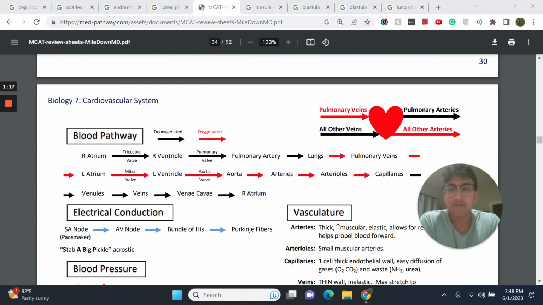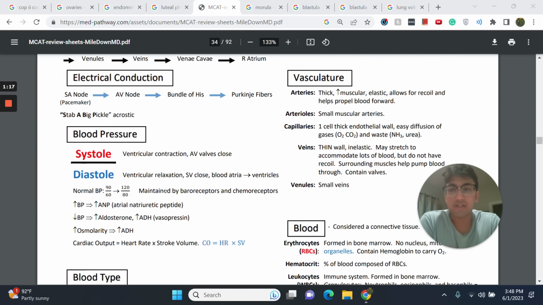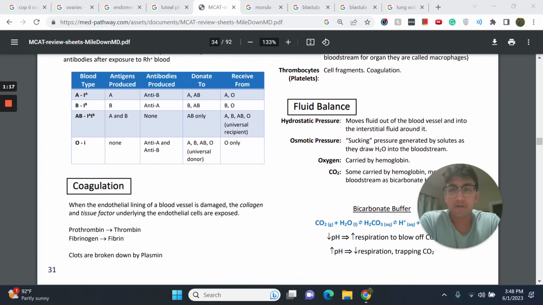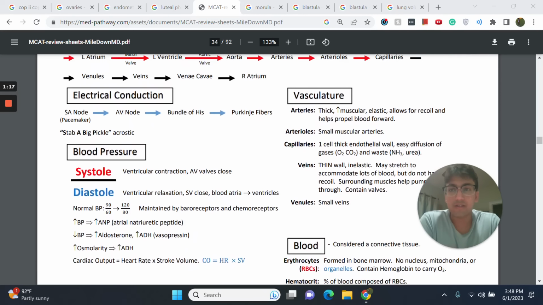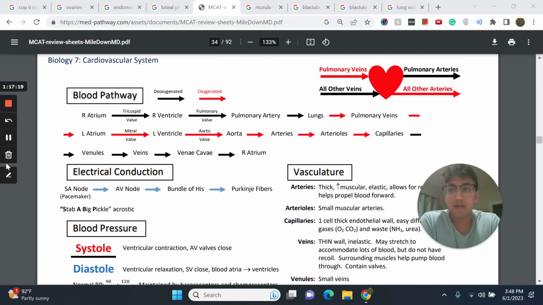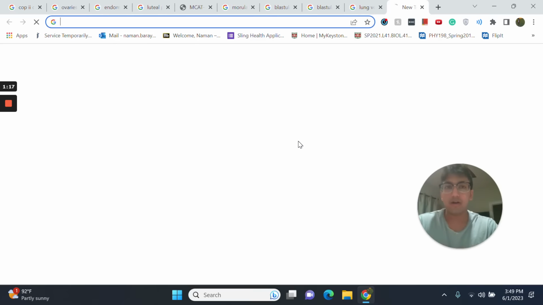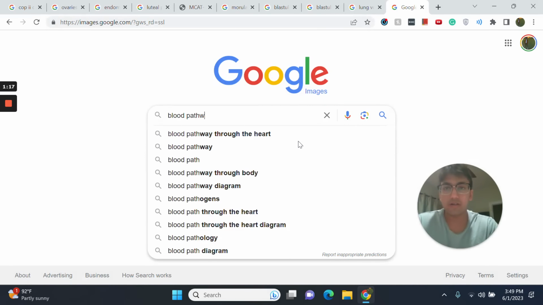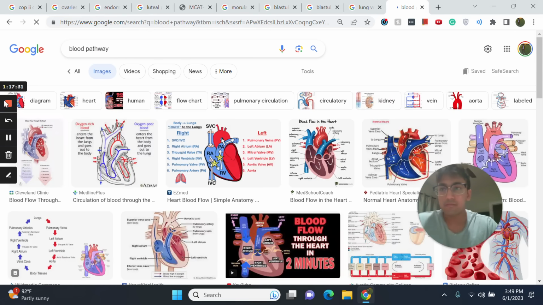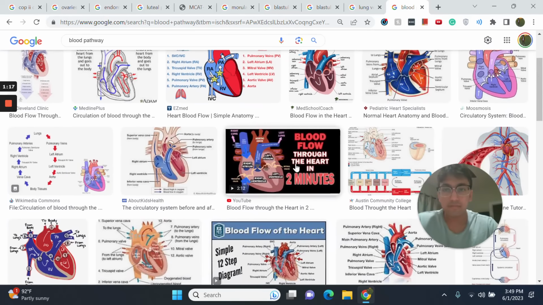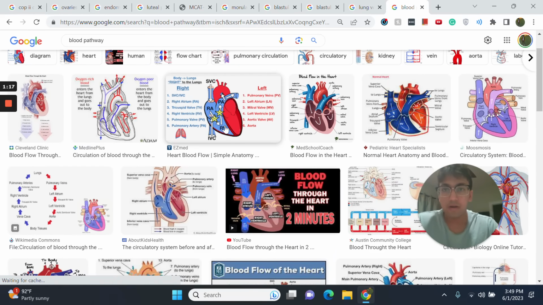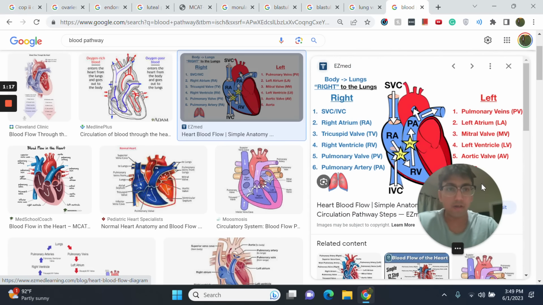Okay, next we have the cardiovascular system, and this is actually the very first unit that we had in med school, so I really like this topic. I would say that it's a lot easier to understand the blood pathway if you're looking at a diagram. When I first looked at this, I was trying to understand from this, and it was very confusing. So I would say that it's best to look at a diagram and understand it. I think this should work.